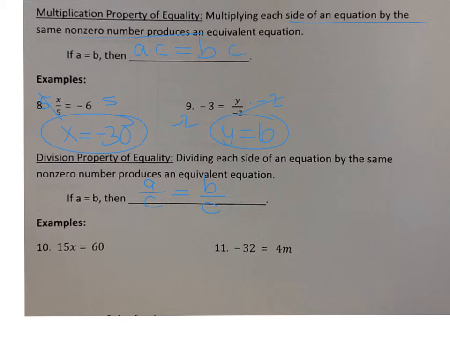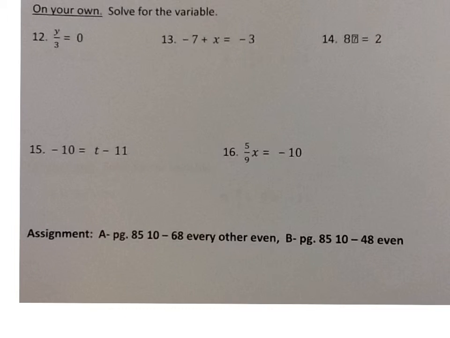Number 10, 15x equals 60. 15 is being multiplied by x. So to undo the multiplication, we will divide by 15, and x equals 4. Problem 11, m is being multiplied by 4. So we're going to divide by 4 to get m equaling negative 8. So go ahead and solve each of these equations on your own. Pause the video.